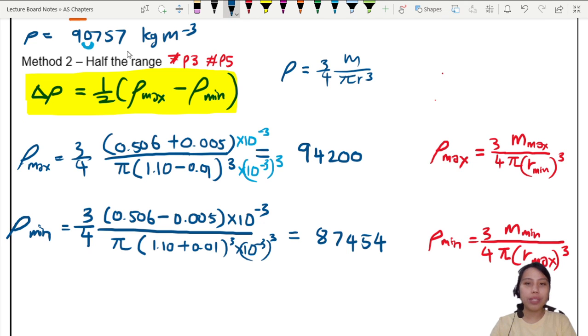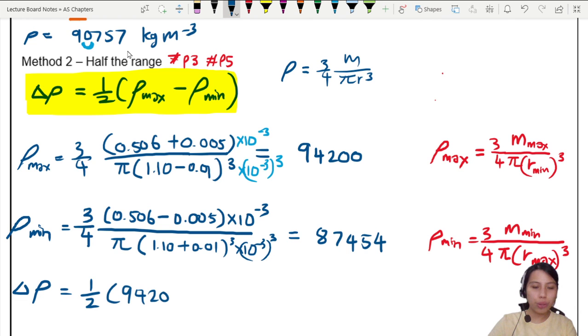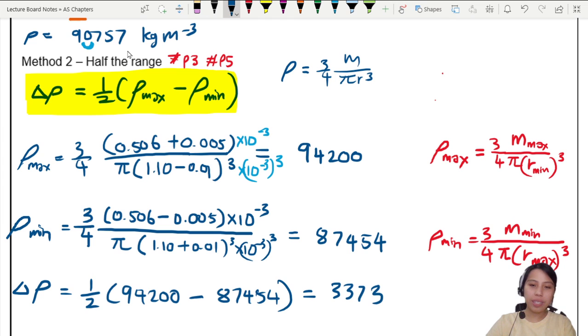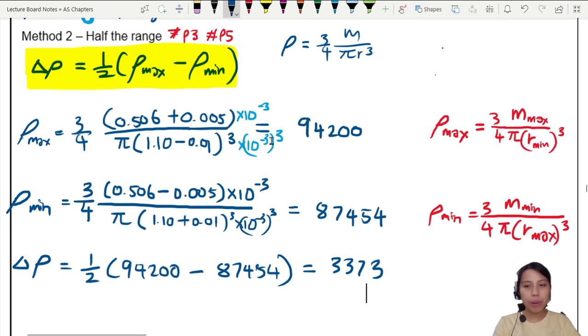Okay, finally we can use our equation. The uncertainty here will be half the maximum value, 94200, minus the minimum value, 87454. And what do we get? 3373. And that is our uncertainty. Wow, after so long.